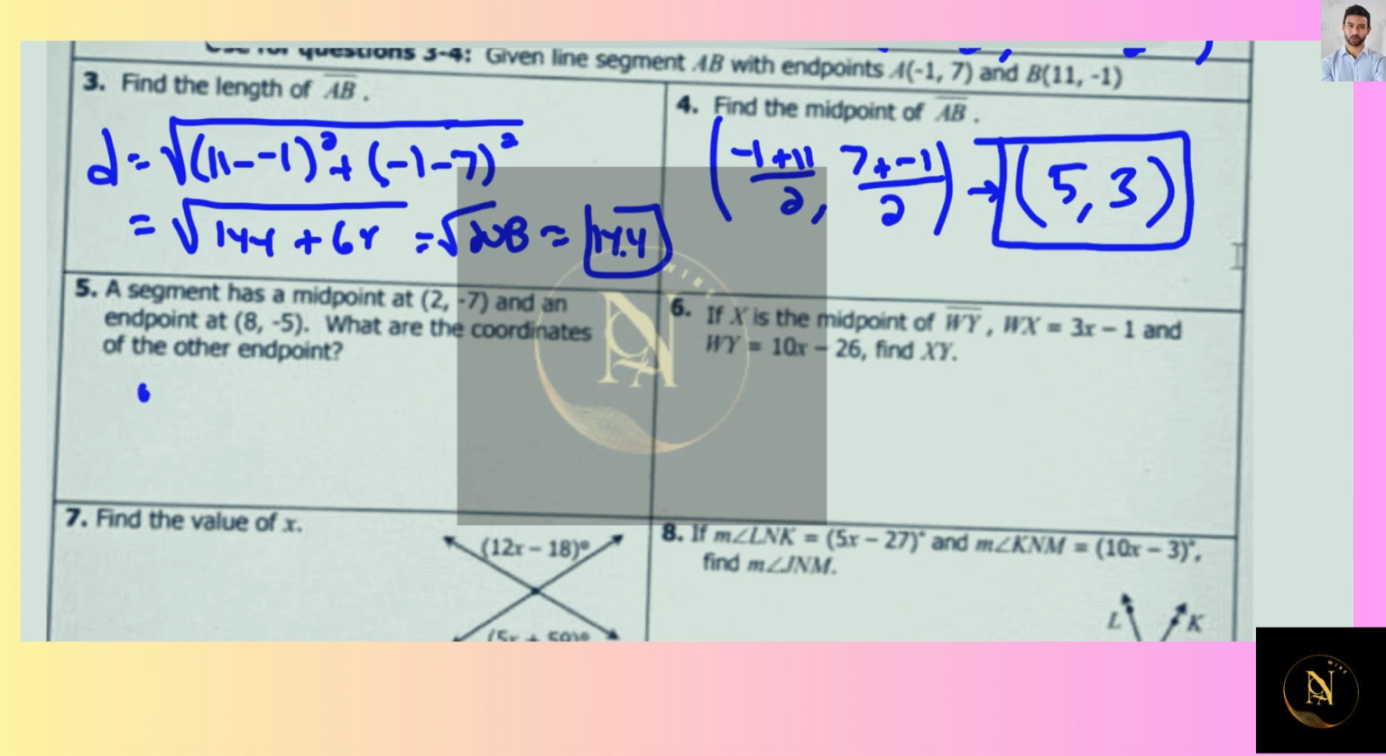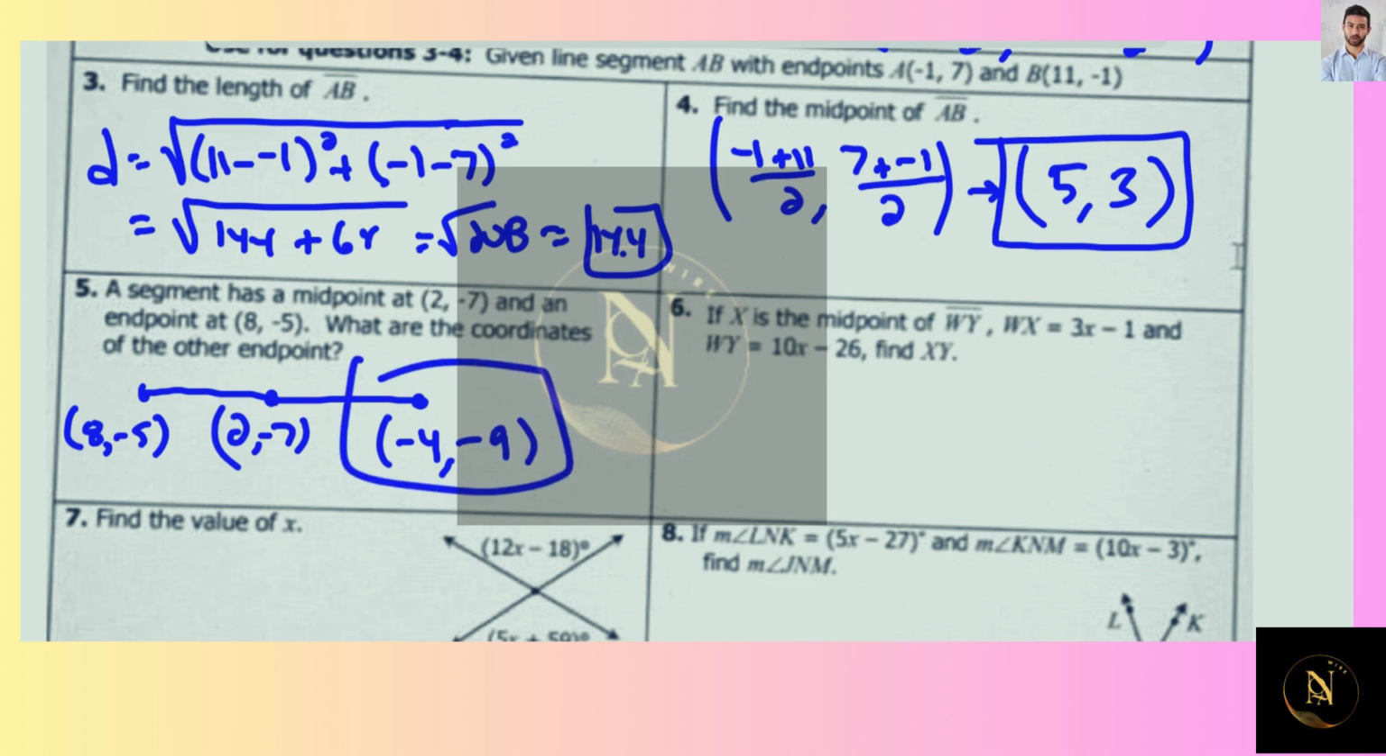You can use a picture when you want to find the other endpoint and follow a pattern. So if it has a midpoint at 2, -7 and one endpoint at 8, -5, the other endpoint, midpoints, there's the same on each side. So 8 down to 2 is subtracting 6. Do it again, and you're at -4. The y coordinates, you're going from -5 down to 2 to -7. Go down 2 again to -9.